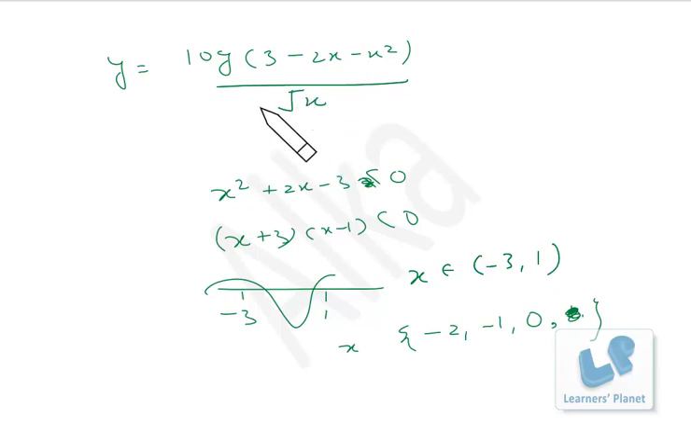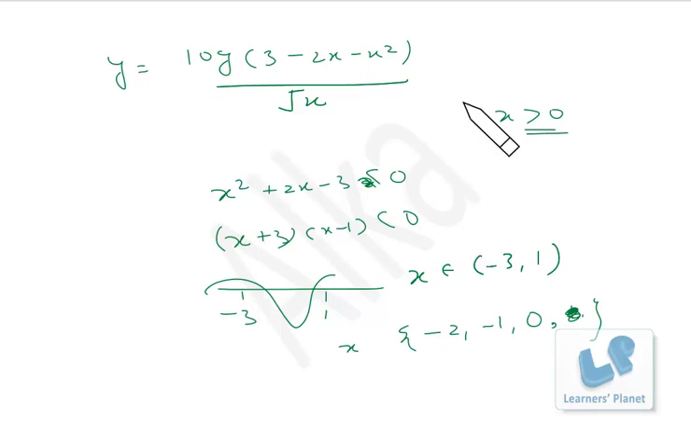Now the second case is, since we have root x in the denominator, we just have to satisfy this inequality also. Since x is the quantity under the square root, x has to be greater than or equal to 0. But since it is in the denominator, x has to be only greater than 0. It cannot be equal to 0.